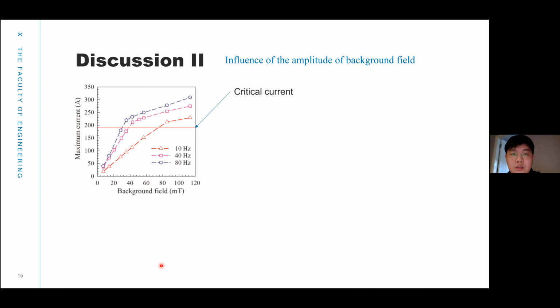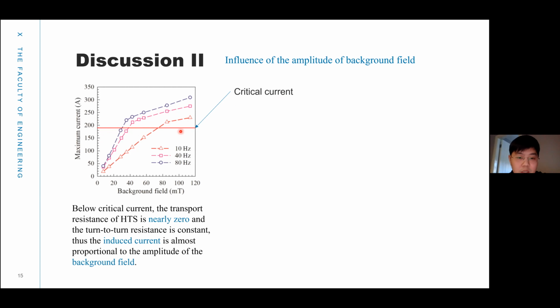And we discuss the influence of the amplitude of the background field. The maximum current will be influenced by the background field. Our tape critical current is 190 amp, and we can see from this figure that below the critical current, the transport resistance in the HTS layer is almost zero, and the turn-to-turn resistance is a constant. So the induced current is almost proportional to the amplitude of the background field.